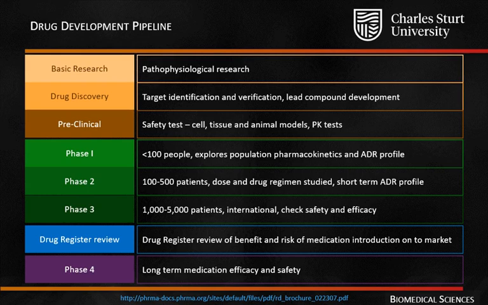So basic research is required to even understand where to start the process. And this might uncover the pathophysiological processes and pathways and the receptors and enzymes that are involved in a disease state itself. Then once a target has been identified and verified that this could be a useful kind of target to look at, then lead compounds need to be developed.